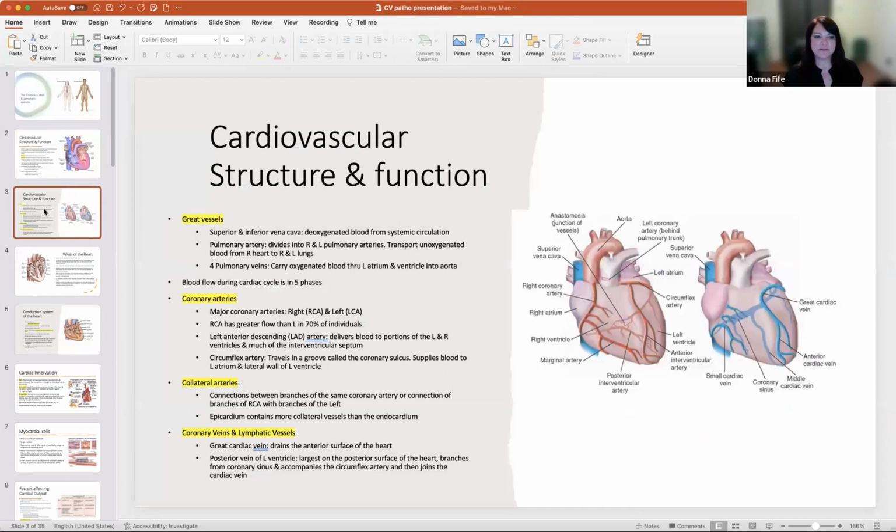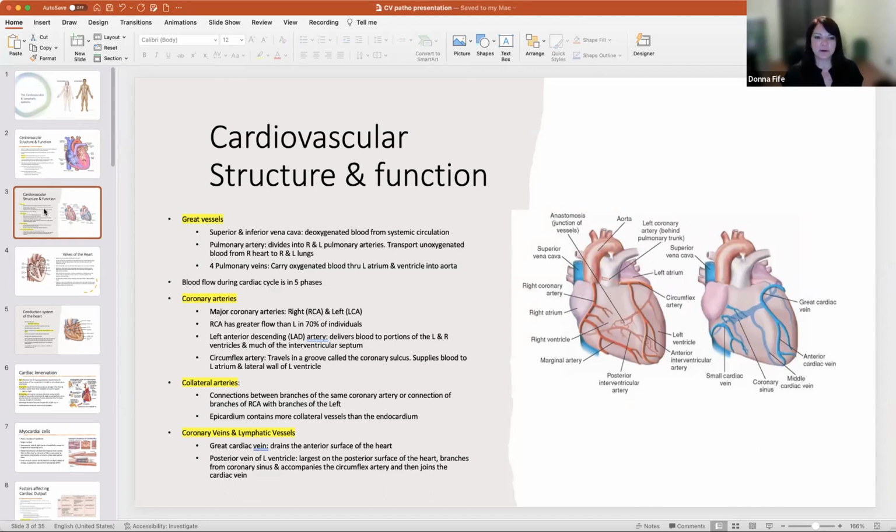We have great vessels: the superior and inferior vena cava. It's deoxygenated blood from systemic circulation. The pulmonary artery divides into right and left pulmonary arteries and transports unoxygenated blood from the right heart to the right and left lungs. The four pulmonary veins carry oxygenated blood through the left atrium and ventricle into the aorta. Blood flow during the cardiac cycle is in 5 different phases.